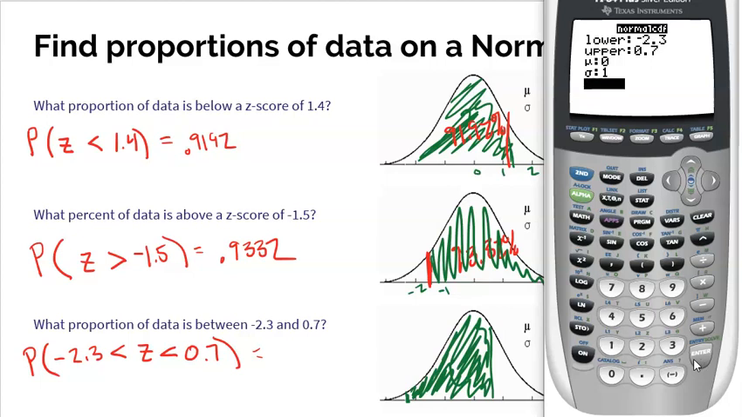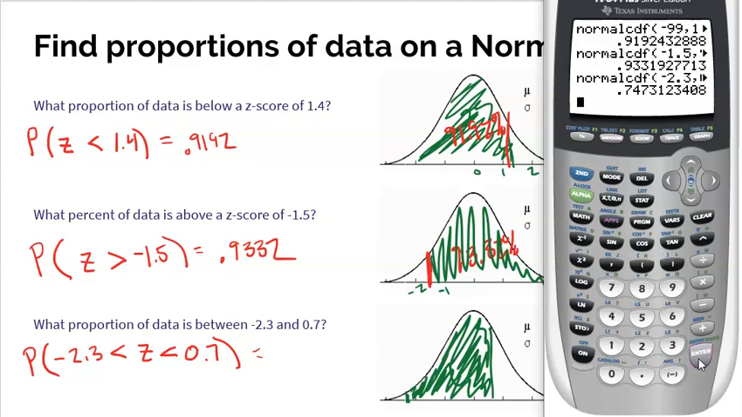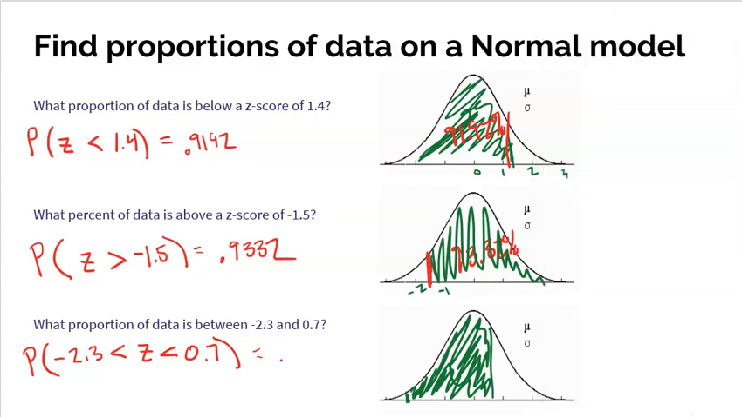You got to hit enter twice. So paste brings it to the home screen, and enter one more time. So we get 74.73%, 0.7473. And again, that is the proportion of data in between. So again, this is pretty cool that we could do this because this is true for any population that follows a normal distribution. All we got to do is understand a couple things.